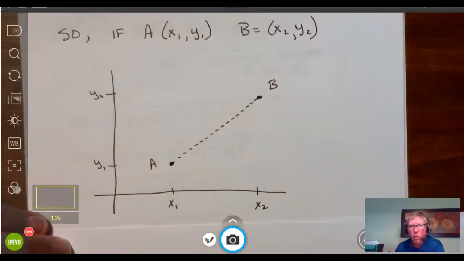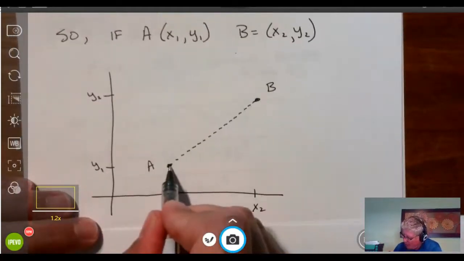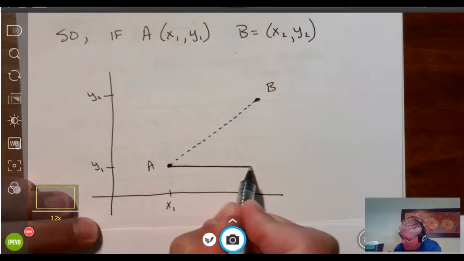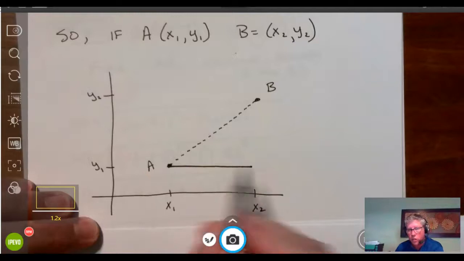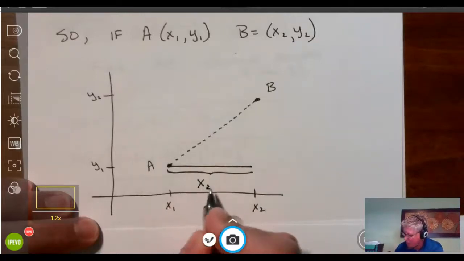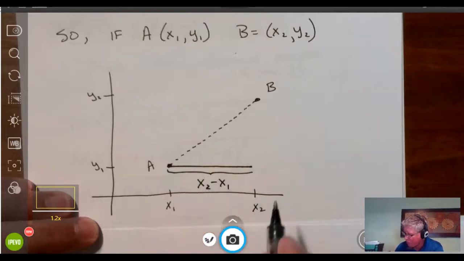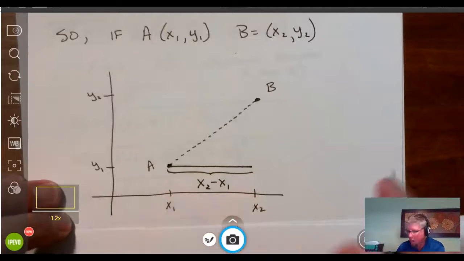But Mr. Sayers, what is all this talk about a Pythagorean theorem? I don't see a right triangle here. So glad you came to watch this today. Check it out. This distance is the distance from x1 to x2. So how do you find this distance? You just take this x2 and you subtract x1. So that distance is going to be x2 minus x1. This minus this will equal that. Very cool.